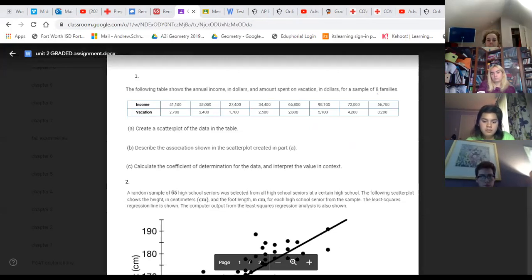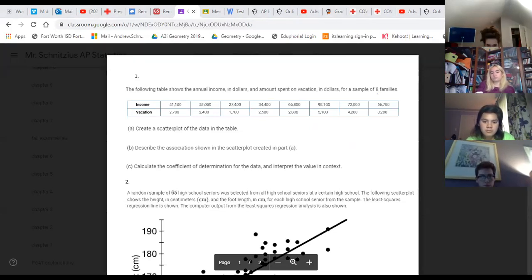Okay, last stopping points. Any questions? There's Chuck Norris again. We all love Chuck Norris. Yes, Lauren? Can we submit pictures of it if it's on paper? Yes, as long as I can read it, that would be fantastic.